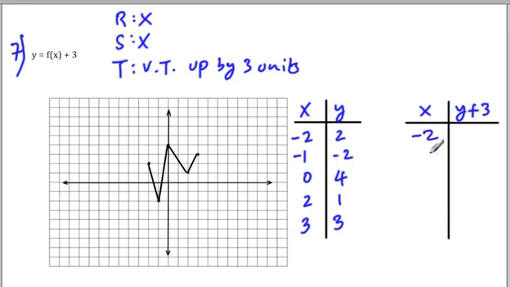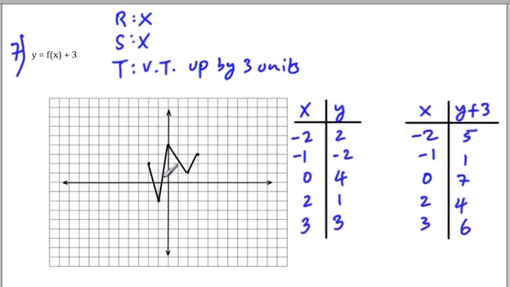So this is -2, -1, 0, 2, 3. And the y's are being added by 3. So this becomes 5, because 2 plus 3 is 5. -2 plus 3 is 1. 4 plus 3 is 7. 1 plus 3 is 4. And 3 plus 3 is 6. Okay, so now we just have to plot these.